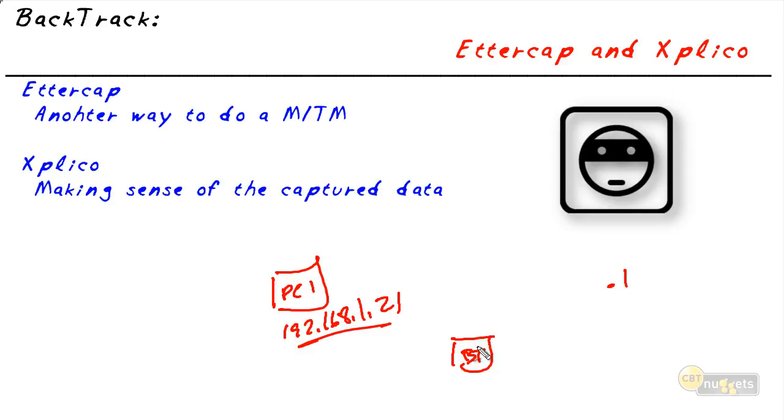So what we're going to do is ARP poison .1 and .21, not for everything, but just for each other, so that we're going to put our MAC address in each of their tables. So at layer 2, we're effectively implementing the man-in-the-middle attack. Next, once we have that going, we'll launch Xplico, we'll capture that data, and look at it from the beautiful perspective that Xplico can give us on that data.